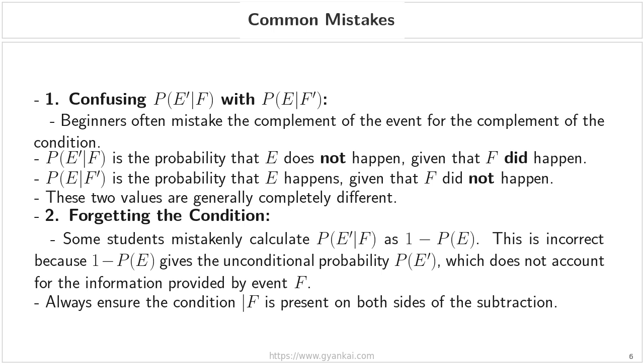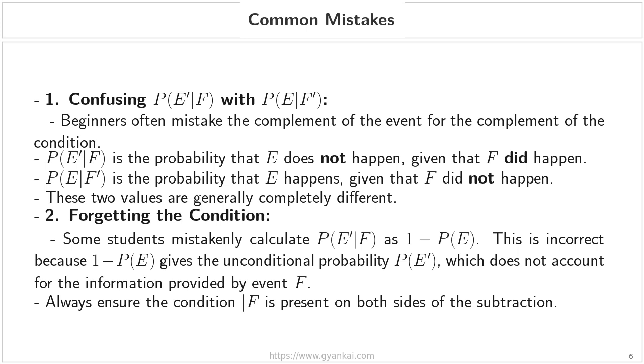Second, a very common mistake is forgetting the condition entirely. Some students, when trying to find the probability of E prime, given F, will simply calculate 1 minus the probability of E. This is incorrect. As we discussed in our derivation on slide 3, calculating 1 minus the probability of E only gives you the unconditional probability of E prime. This ignores the extra information provided by event F, which effectively shrinks our sample space.